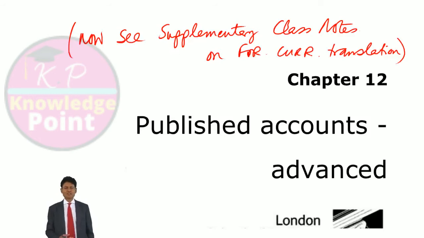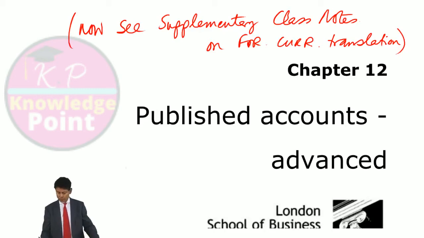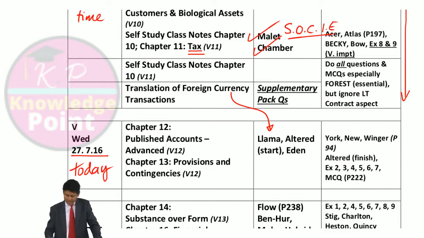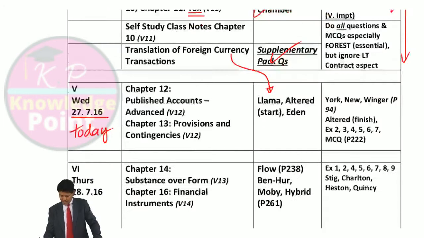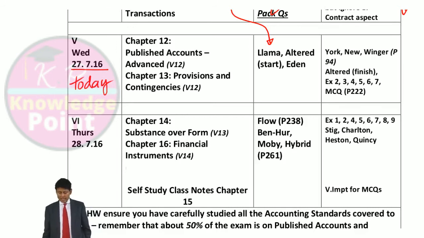All right, published accounts advanced. Now, we're moving back. Let me see if I can link this up to our study program. We've done some more work on tax. We've done the supplementary stuff on foreign currency, and in the remaining hour or so that we have on this session, I'd like to pick up Llama, which takes about 5 minutes to do, a bigger one called Altered, and then something on provisions and contingencies. It'd be nice to get those out of the way, because as you can see, when I see you next time, we've got quite a lot to do anyway.